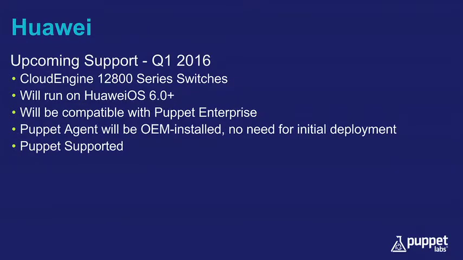And then finally, in terms of the supported devices, we're also working with Huawei on their Cloud Engine 12800 series switches. And Huawei is working on their next release of Huawei OS, which is 6.0, and that's what will have the Puppet support. What's unique about the Cloud Engine switches is that Puppet Agent will be OEM installed from the factory, and so that'll take out one step for your initial deployment. It's a unique feature of them. They will be Puppet supported as well, and we're looking at them in the beginning of 2016.